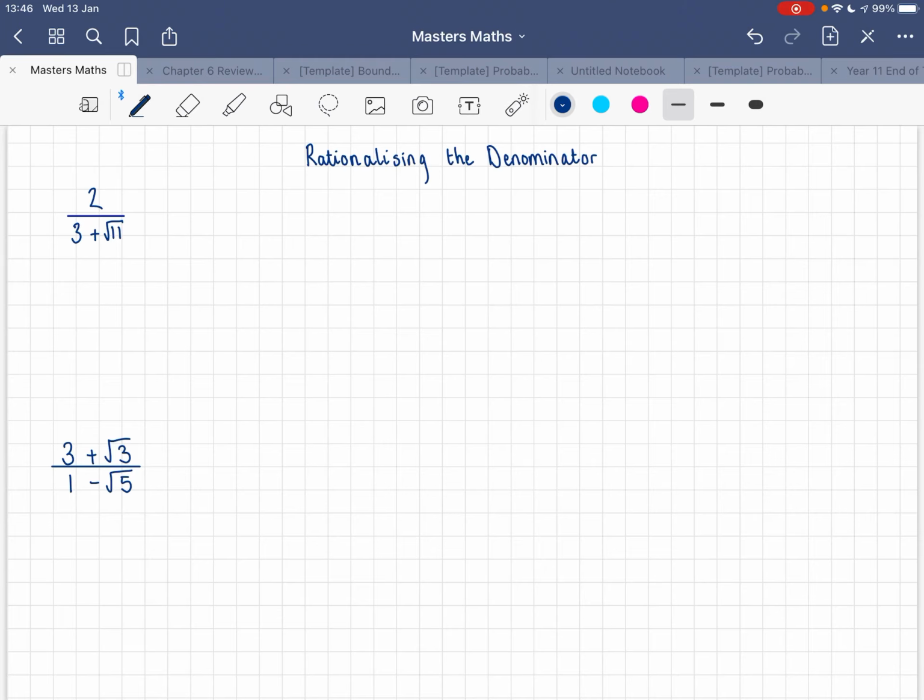What you need to keep in mind all of the time is that if you are rationalising it, you are making the denominator an integer. It cannot have a third in it, otherwise it's still an irrational number. You haven't answered the question. Based on what we've done on the previous slide, most people's first instinct is to just multiply top and bottom by the third. So let's have a look what happens if we do that.